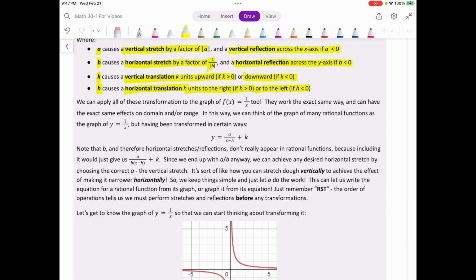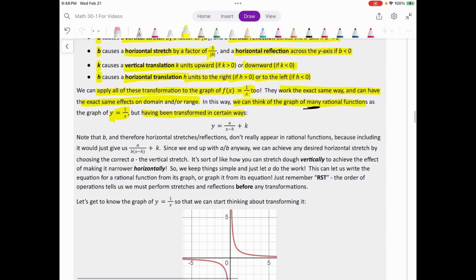Okay, now we can apply all of these transformations to the graph of f of x equals 1 over x as well. That's going to be our base function. That's what we're going to think about transforming in order to think about other rational functions. They work the exact same way. They can have the exact same effects on the domain and range. And in this way, we can think of the graph of many, notice I said many, not all, but many rational functions as being like y equals 1 over x, but having been transformed in certain ways.